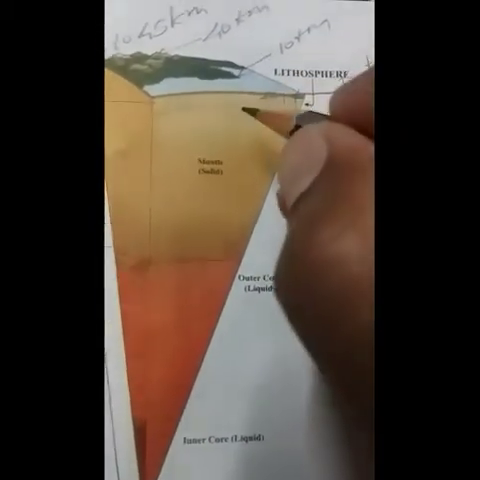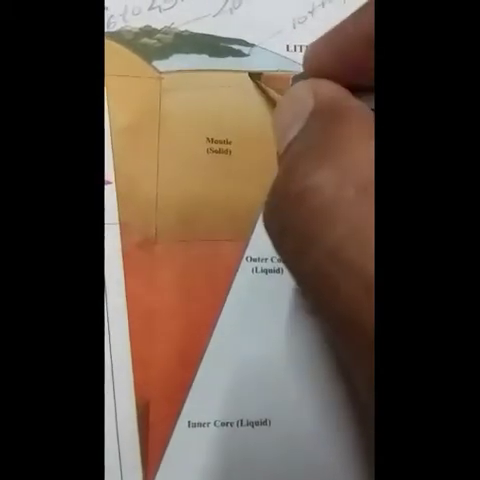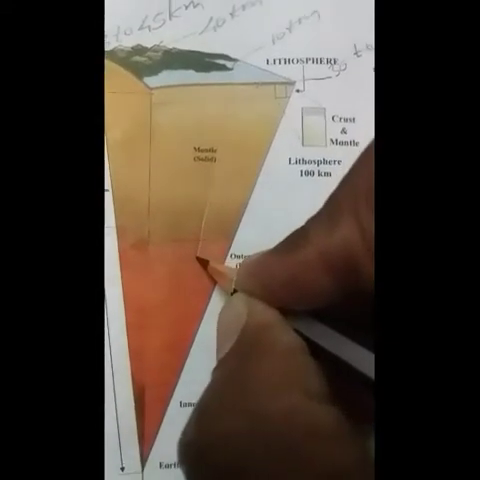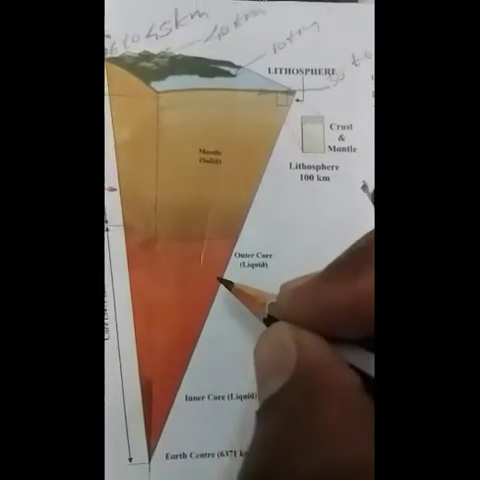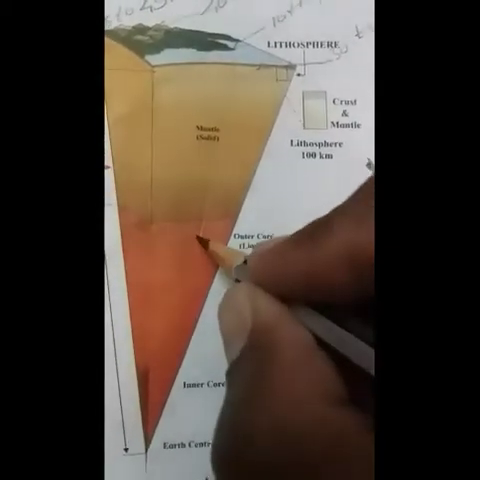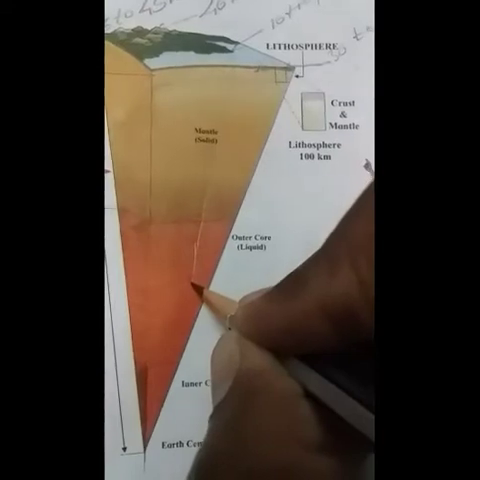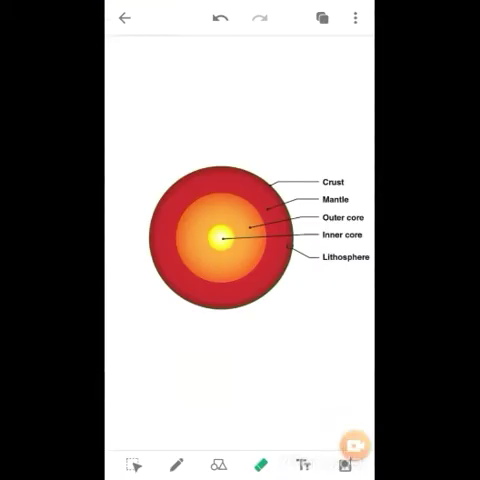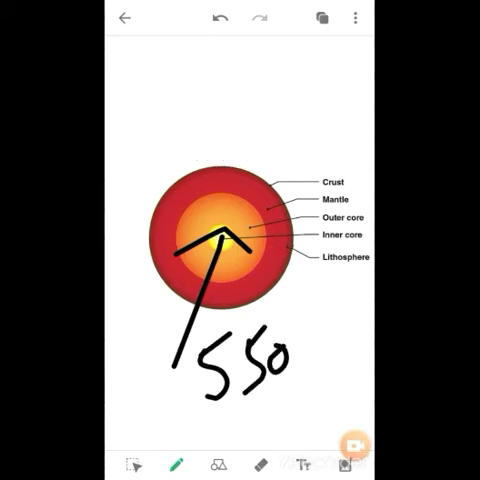As we move deeper under the surface, temperature increases. After that, the rate of increase in temperature reduces and again increases in the core. Look at this core. At the center of the Earth, the temperature is around 5,500 to 6,000 degrees Celsius.